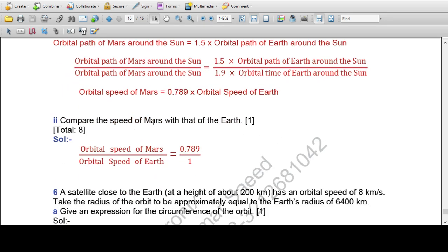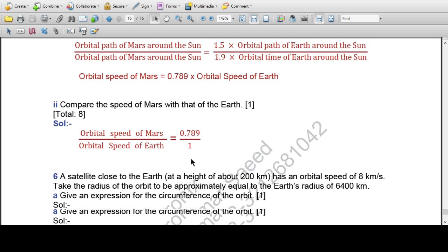So compare the speed of Mars. Speed of Mars is 0.789, while the speed of Earth is 1. So the ratio between the speed of Mars and the speed of Earth is 0.789, with the speed of Earth as 1. So this is the ratio.